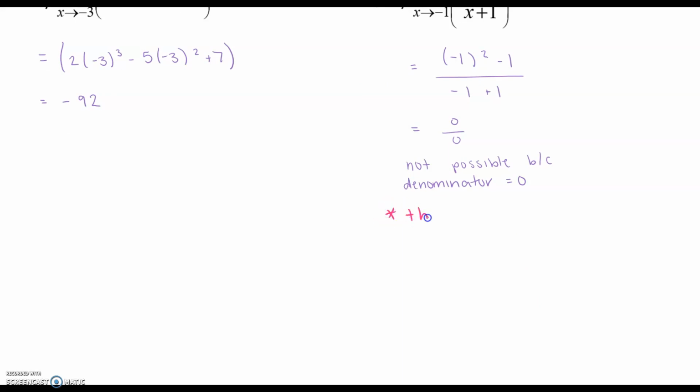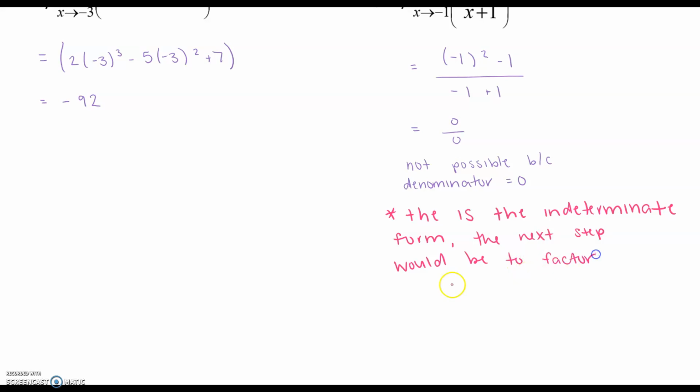This is what we call the indeterminate form. The next step, which we're going to do on the next page, would be to factor. And then I'm just going to say see next page. And let's talk about it.